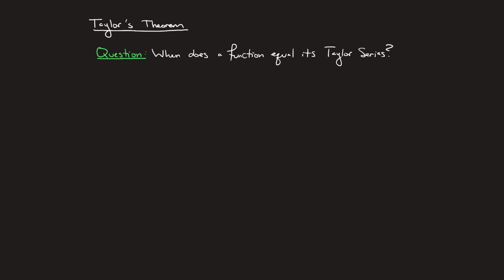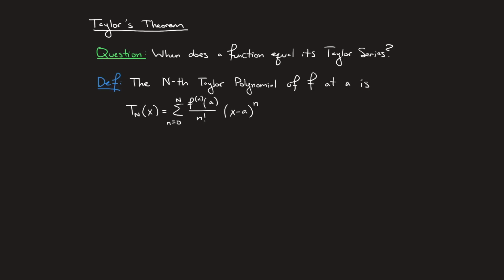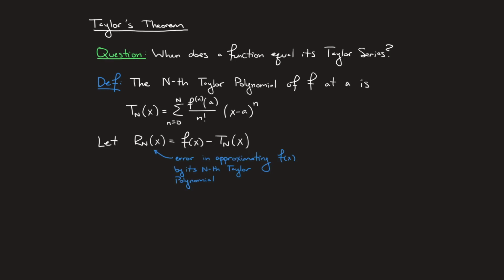The idea is going to be to approximate the function by partial sums of the series, and then show that this error goes to 0. So first, we define the nth Taylor polynomial of f to be the partial sum of the Taylor series given by the 0 through nth terms. Now, we define Rn of x to be the difference between f and its nth Taylor polynomial. In other words, this is the error in approximating the function by its nth Taylor polynomial.